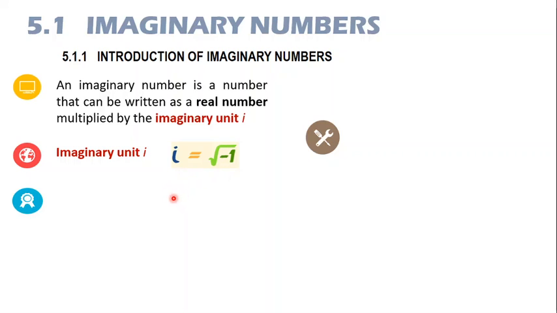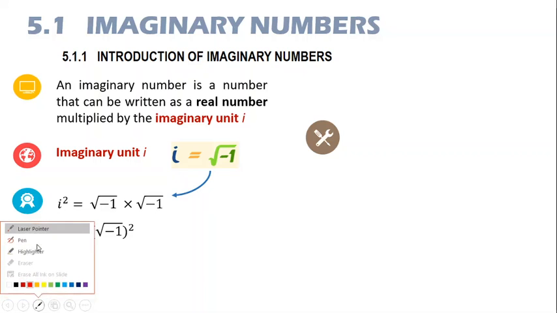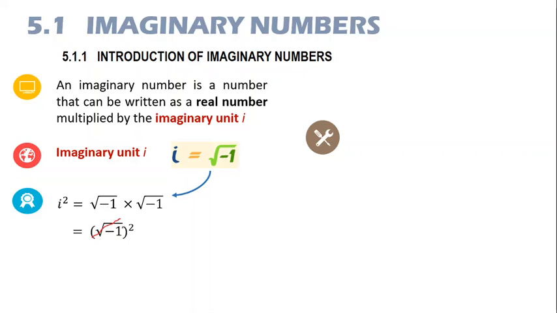Okay, kita tengok dengan lebih detail lagi. i bila dikuasa 2 menjadi i kuasa 2 iaitu i darab dengan i, iaitu punca kuasa negatif 1 darab dengan punca kuasa negatif 1. Punca kuasa negatif 1 darab dengan punca negatif 1 sama dengan punca kuasa negatif 1 kuasa 2. So, bila kita ada punca kuasa ni, kita boleh cancelkan bahagian punca kuasa dengan kuasa, maka nilainya akan menjadi negatif 1. So, i kuasa 2 sama dengan negatif 1.